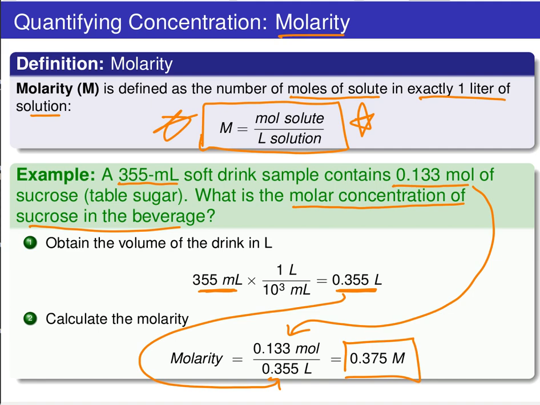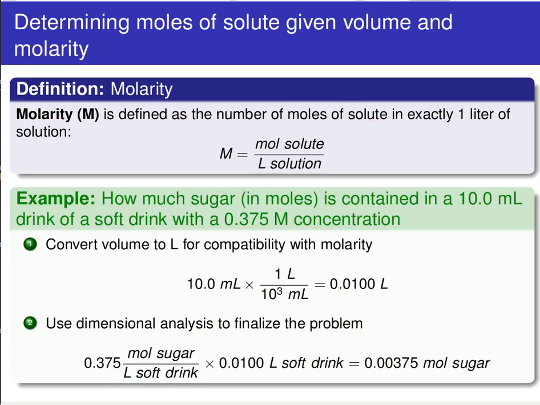So this is an example of how we can essentially take given information of liters and moles, volume and moles, and use that definition of molarity to directly calculate the molarity of solution. Now, in this next example, what we're going to do is use a given concentration and a given volume to determine how much sugar in moles is present.